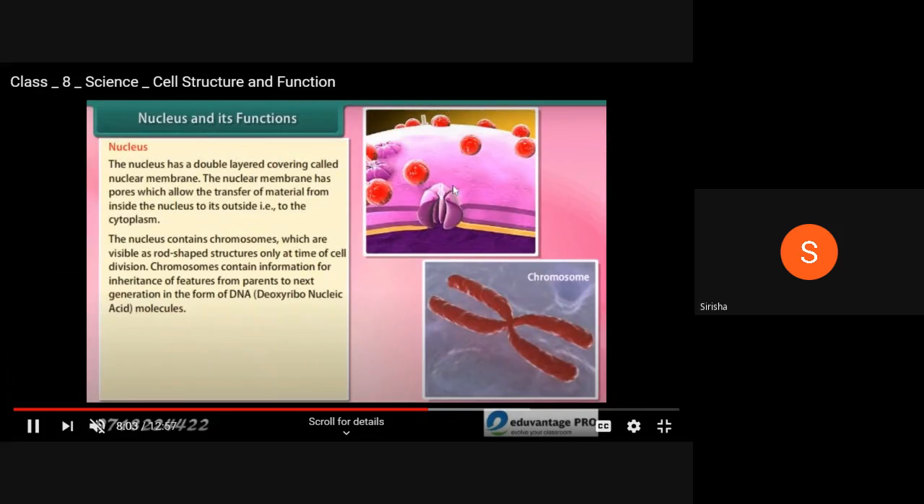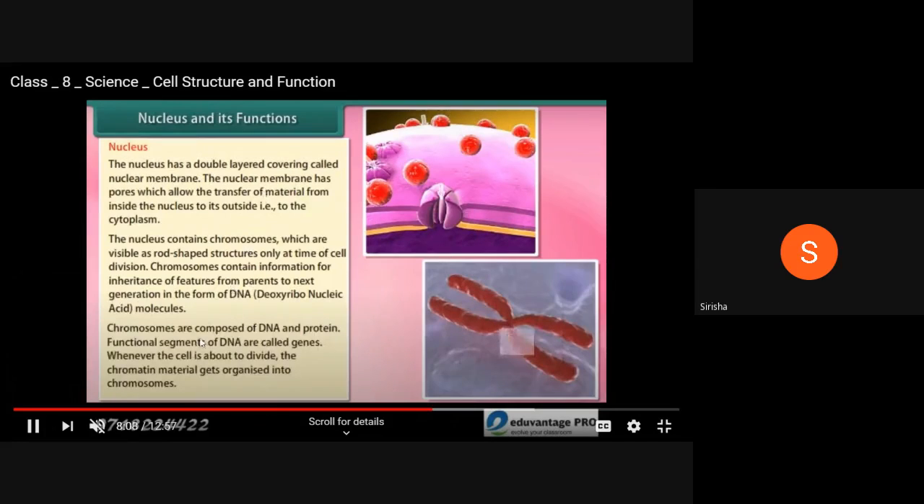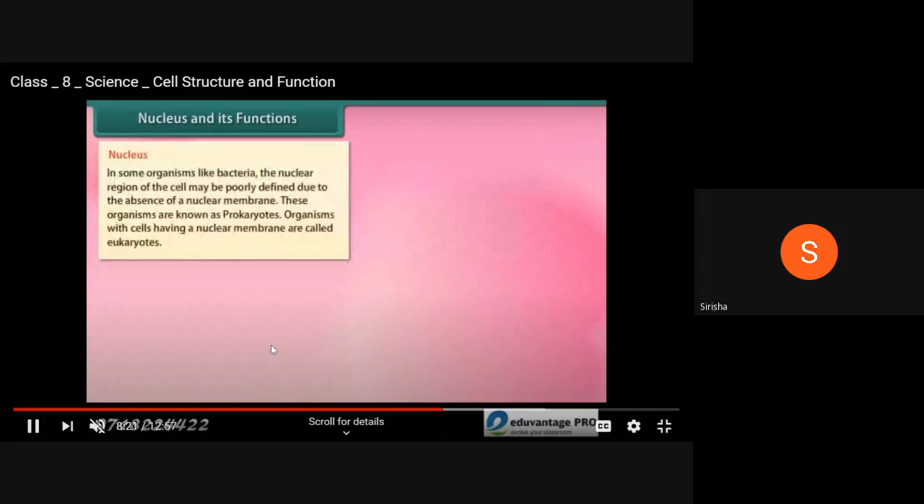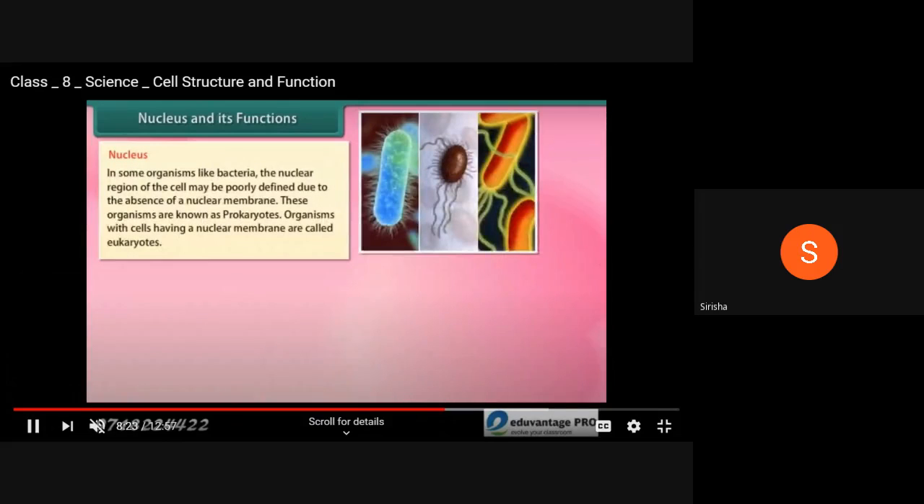This is the chromosome and this is the nucleus. The nucleus is surrounded by a double-layered membrane that is called the nuclear membrane. Chromosomes are composed of DNA and protein. And the functional segments of DNA are called genes. As I said, whenever the cell is about to divide, the chromatin material gets divided and goes to the next generation. What is the nucleus?